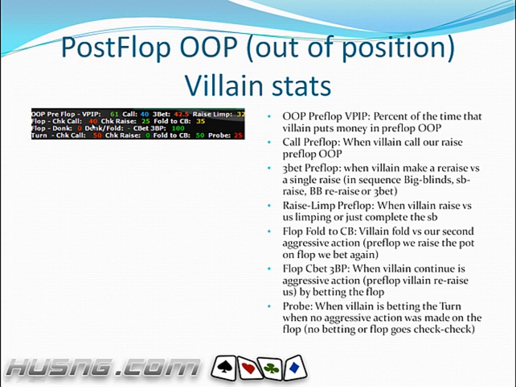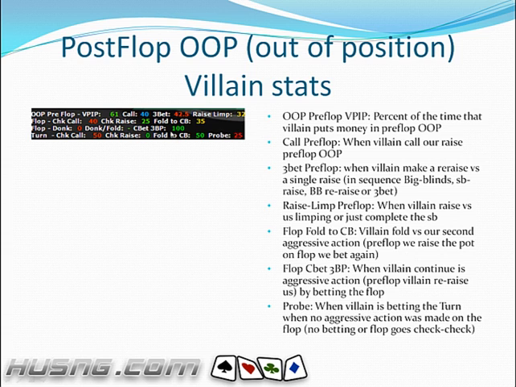Flop check call, whenever the villain is check calling a bet on the flop in a raise spot. Check raise, whenever the villain is check raising a c-bet on the flop. Fold c-bet, whenever the villain is folding to a second aggression, as well as a c-bet on the flop. Flop donk, whenever the villain is leading into us on the flop, he's never leading there. Pretty good, interesting info to note. Donk fold, whenever the villain is donking and folding to a raise in a raise spot.